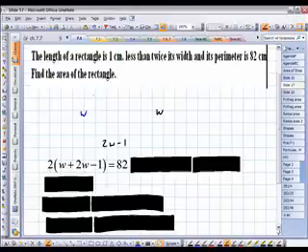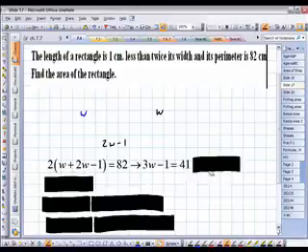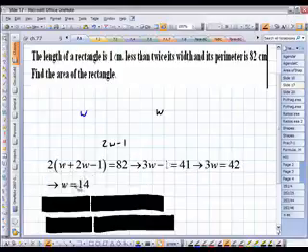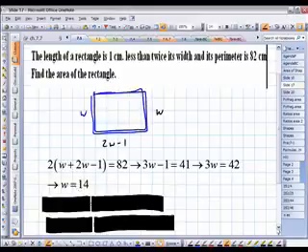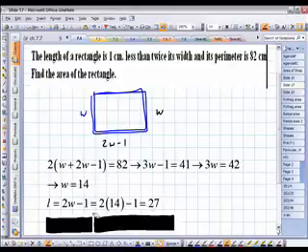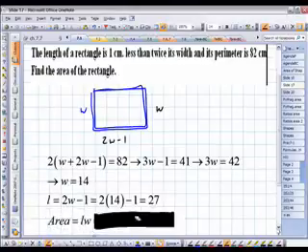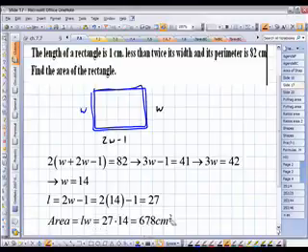All right, so to solve this, I'm going to divide both sides by 2, and this becomes 3w minus 1. I'll add 1 to both sides. w is 14. Once I've got w, I can plug it in here to get the length. So length is 2w minus 1, which ends up being 27. And to get the area, again, it's length times width, or base times height if you prefer. So length times width, 14 times 27 is 378, and it's centimeters squared.